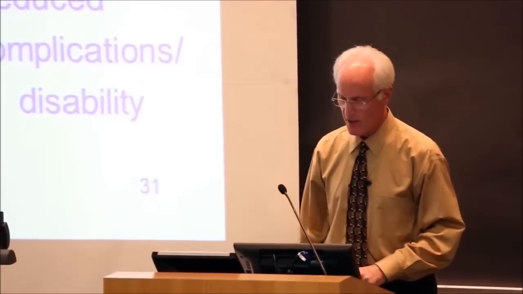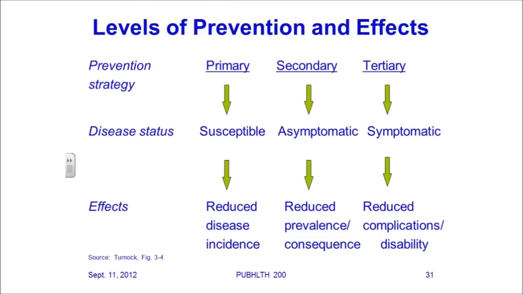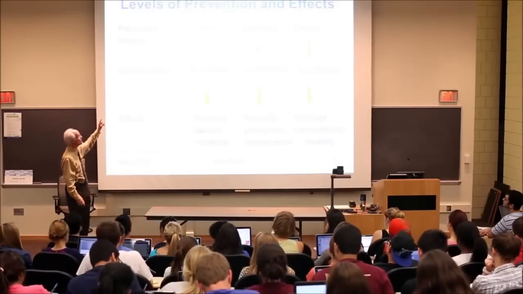That's a lot of blather, a lot of words. Let's see if we can make some sense out of it schematically here. Primary prevention is the column that I'm pointing to right here. That's the kind of prevention we in public health love. That's big-time public health. What is it doing?